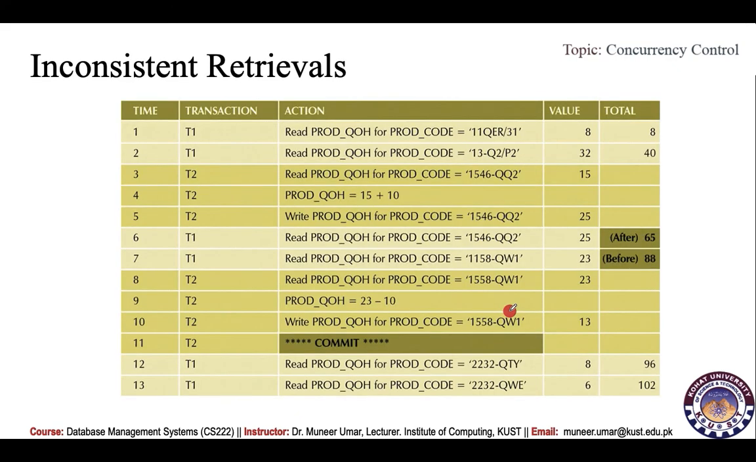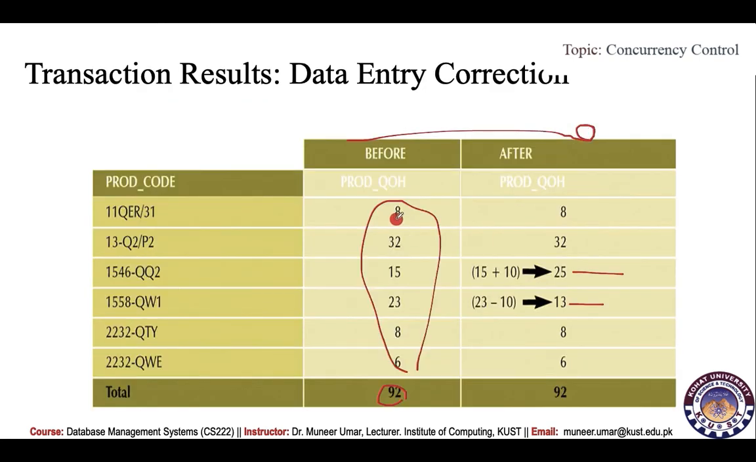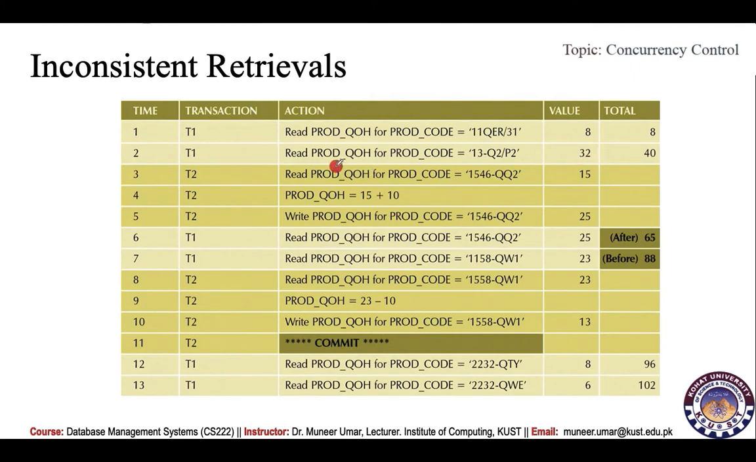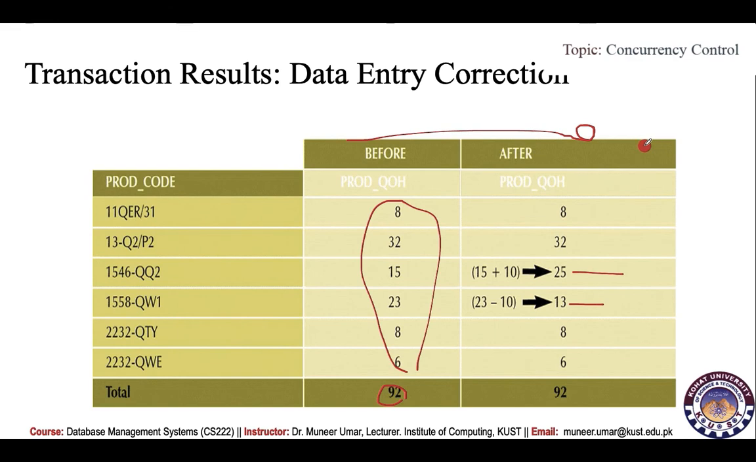Now if we look into the sequence in the program, transaction 1 read the quantity on hand and it got 8, this first value. Then again it read from the quantity on hand, got 32 and took the sum of these two due to the sum function, so it got 40. So 8 plus 32, 40.